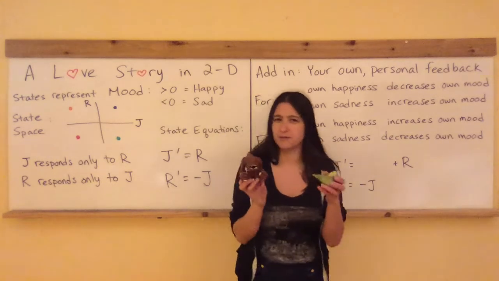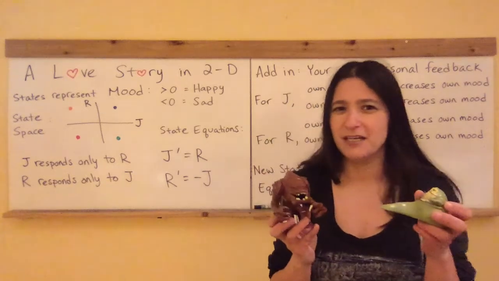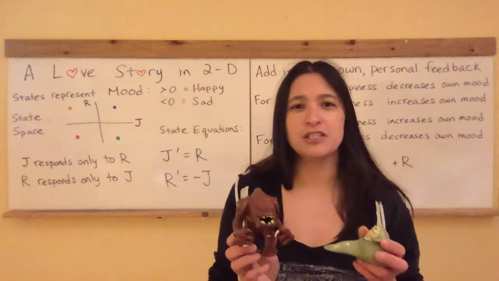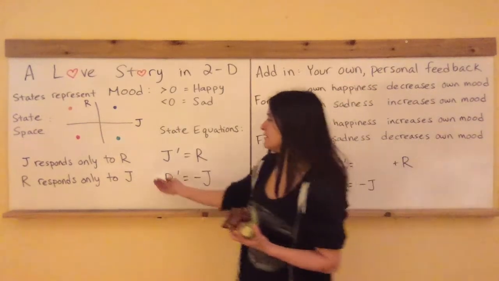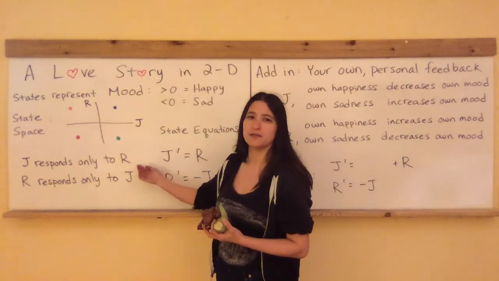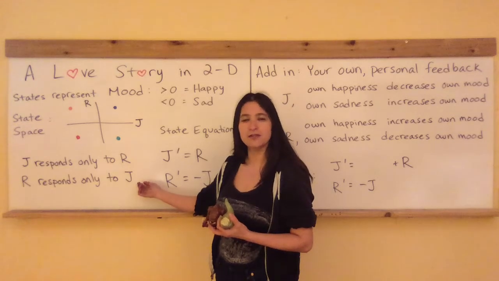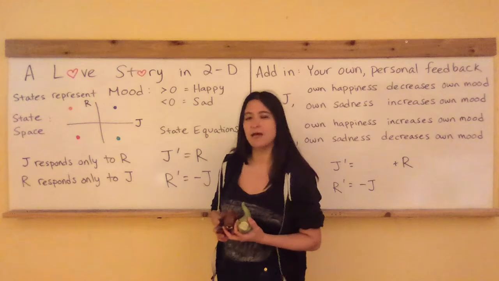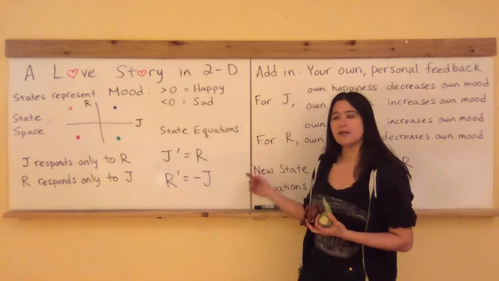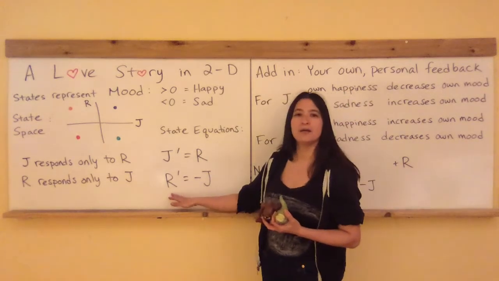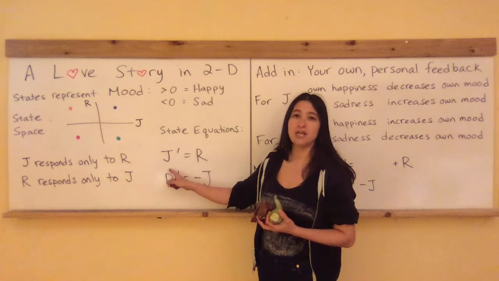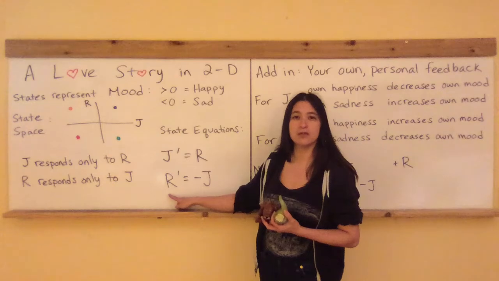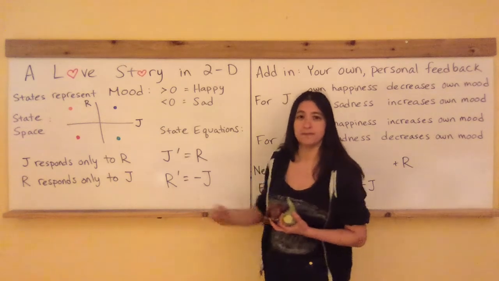And so what kind of story are we really in for as we start to see how this plays out in time? Let's first assume that Jabba's feelings only respond to how Rancor's feeling, and likewise that Rancor's feelings only respond to how Jabba's feeling. So let's describe that using some state equations. Remember that on the left-hand side, we have notation for J prime, Jabba's mood's rate of change in time, and R prime, which is Rancor's mood's rate of change in time.